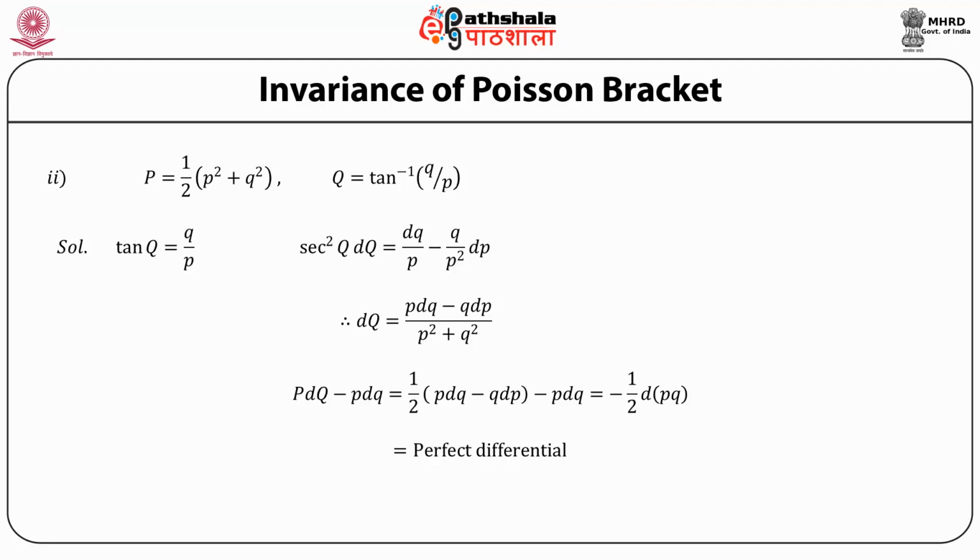Likewise, for the transformation where the new momentum is half times the old momentum square plus the old coordinate square, and the new coordinate is the tangent inverse of the quotient of the old coordinate and old momentum. To show that these transformations are canonical, all we have to do is compute the differential of the new coordinate capital Q and the differential of the old coordinate small q, and then show that the new momentum times dQ minus the old momentum times dq is equal to a perfect differential, which we have shown in your slide, and this quantity becomes half the differential of the product PQ, which is a perfect differential.